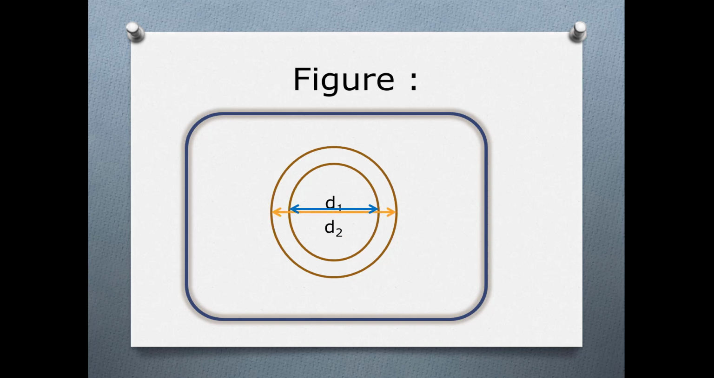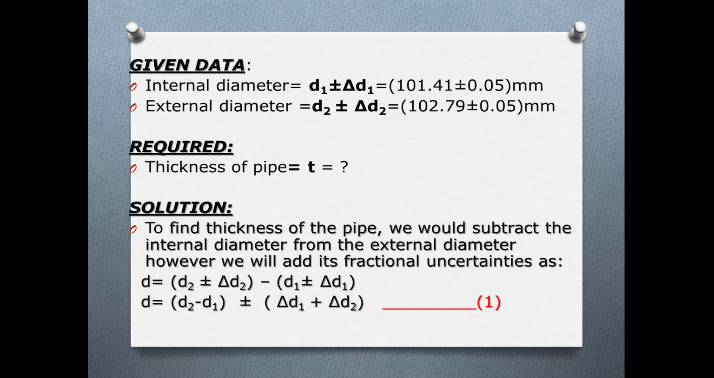So how are we going to solve this question? We have to find out the thickness of this metal pipe. We will subtract d1 from d2. If we subtract d1 from d2, we will get these two thicknesses. But we need just one thickness, so in the end we have to divide the result by 2. So we will subtract d1 from d2 and then divide the answer by 2. Again following the same format, we have the given data, which is the internal diameter and the external diameter provided, and the required is the thickness of the pipe.